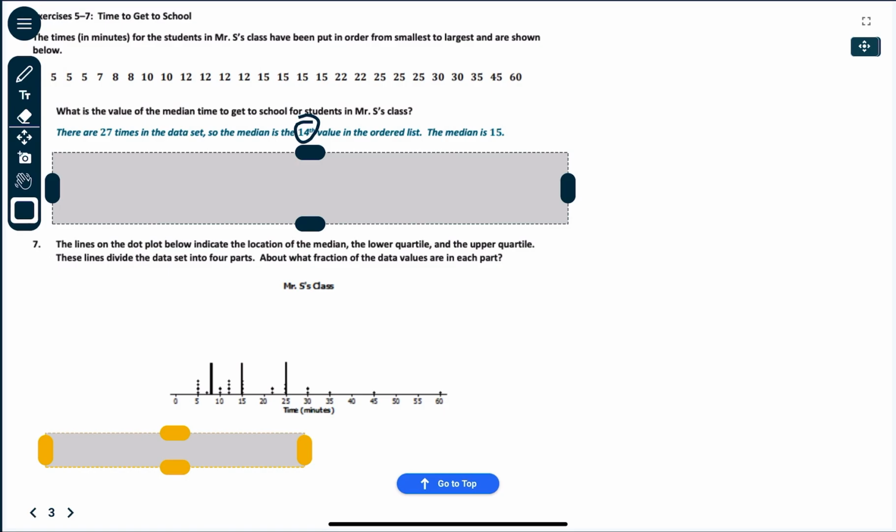Now, which 15? Because there's 4 up here. Well, we got to count. 1, 2, 3, 4, 5, 6, 7, 8, 9, 10, 11, 12, 13, 14. It is this 15 right here.